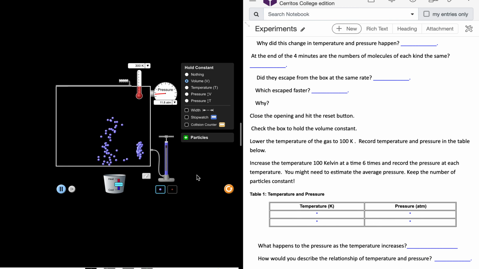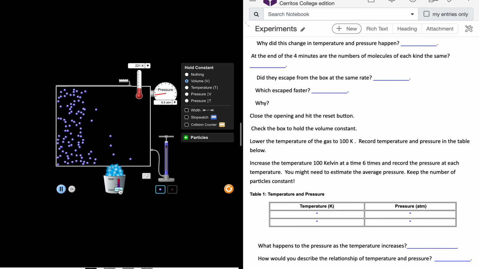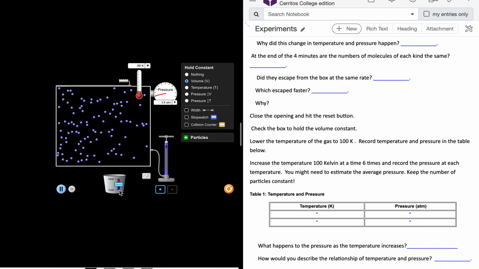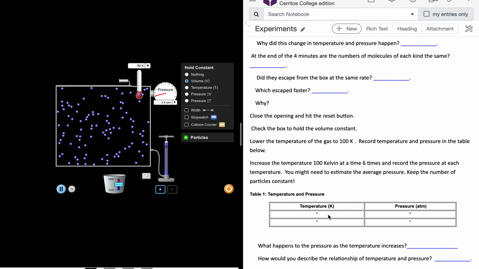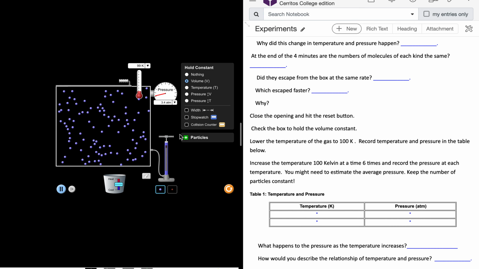So let's add 2 pumps. And lower the temperature to 100K. So you're gonna lower the temperature, which means we're gonna cool it down. You don't have to be exactly 100, so you can start at 101. That should be fine, or 99. So if you got 99, just put down 99K. It's a little bit tedious to make it exactly 100K.